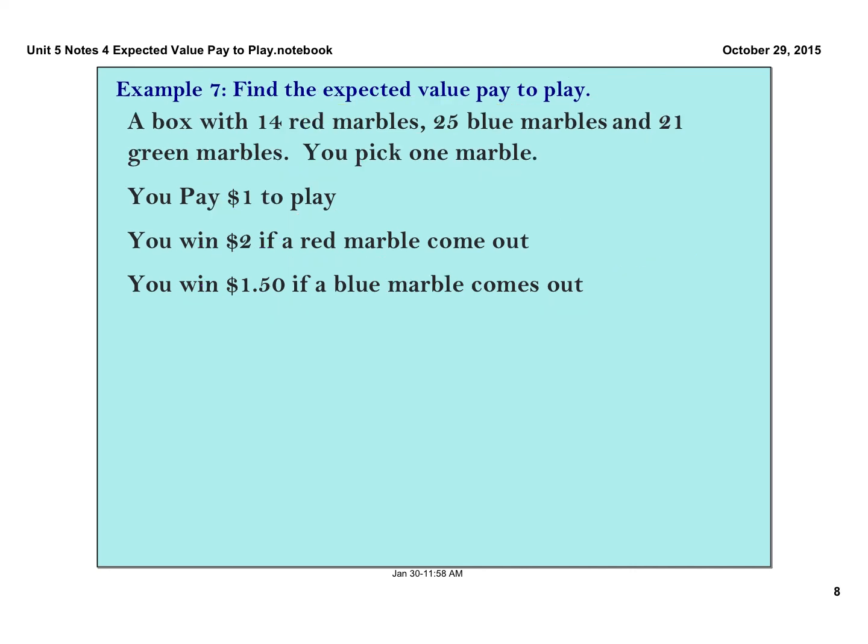All right, last example that we're going to look at. So example 7, we've got another box with marbles. So 14 red marbles, 25 blue marbles, 21 green marbles. So 25, 39, 60 total. Hopefully I did that math right in my head. All right, so we pay $1 to play. You win $2 if a red marble comes out. That's 14 wins. You win $1.50 if a blue marble comes out. That's 25 wins.